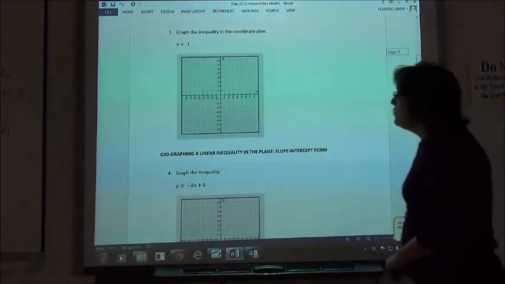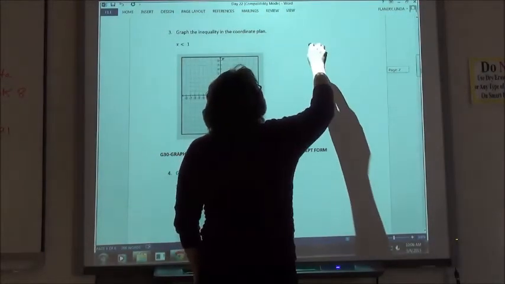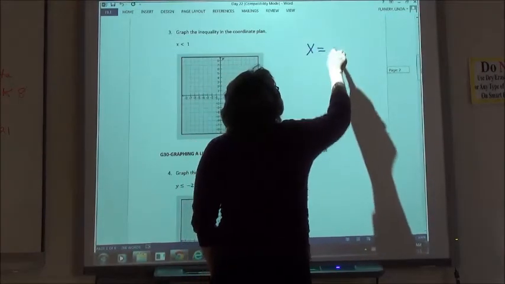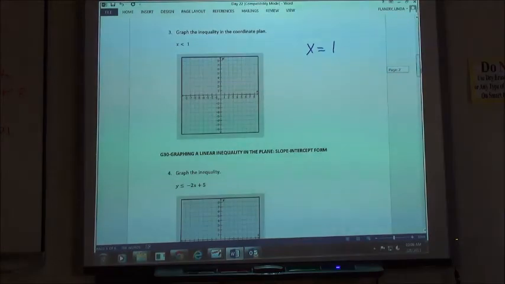So number 3 says graph the inequality x is less than 1. If I'm going to graph x is less than 1, I'm going to start by graphing x equals 1. Am I going to have a vertical or a horizontal line? Vertical. It's going to go vertical.